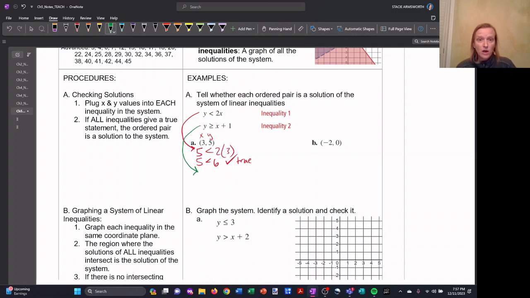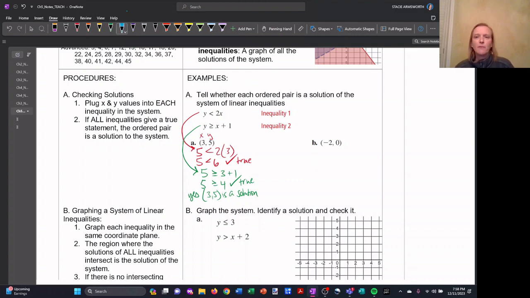So I will, again, plug in 5 where the y is, in y is greater than or equal to x, where x is 3. Okay. And now I see that it is true that 5 is greater than or equal to 4. This is a true statement. Therefore, since I have all true statements, yes, (3, 5) is a solution to the system.